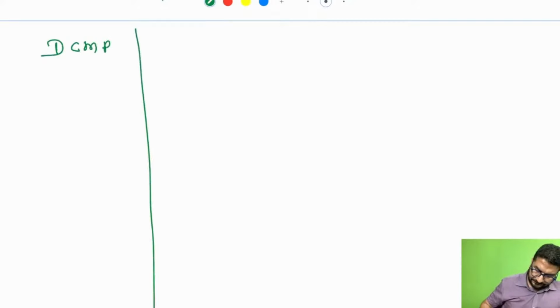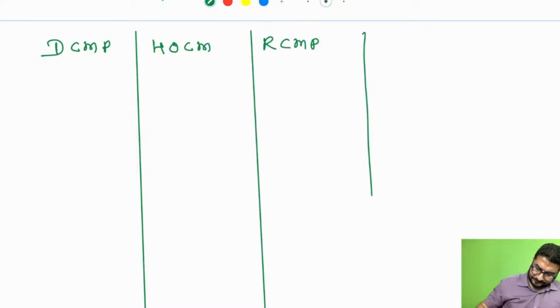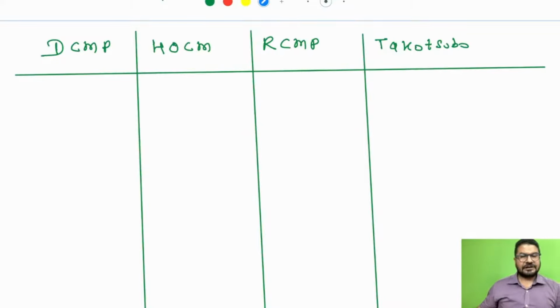Okay, now let's talk about different types of cardiomyopathy. Let's go through all the cardiomyopathies once. I am writing here: DCMP, hypertrophic obstructive cardiomyopathy, restrictive cardiomyopathy, and the fourth one will be Takotsubo. So these are 4 types of cardiomyopathies: dilated, hypertrophic obstructive, restrictive, Takotsubo.